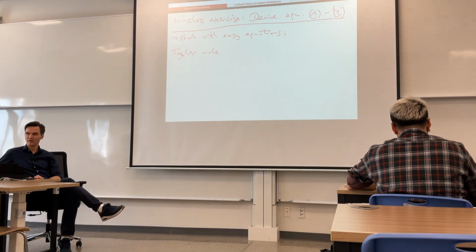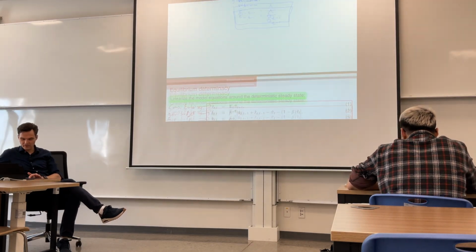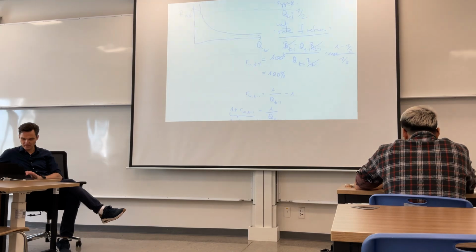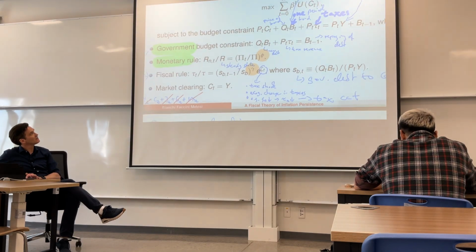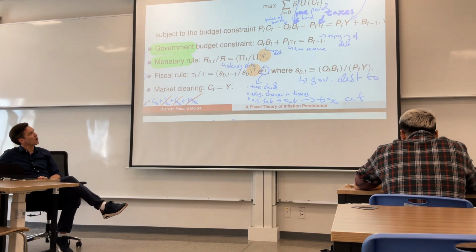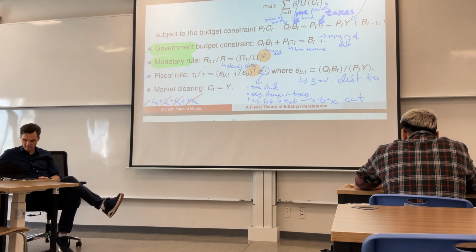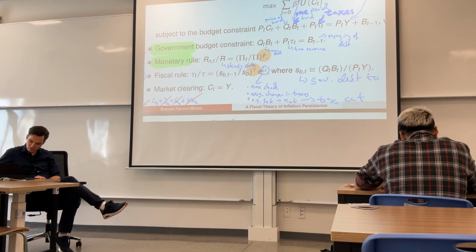Okay, the Taylor rule. The original equation for the Taylor rule that we have is this one. So this is the Taylor rule: R^n_t over r is equal to phi_pi times pi_t. By the way, what is pi? Just to make sure that everybody's on board.